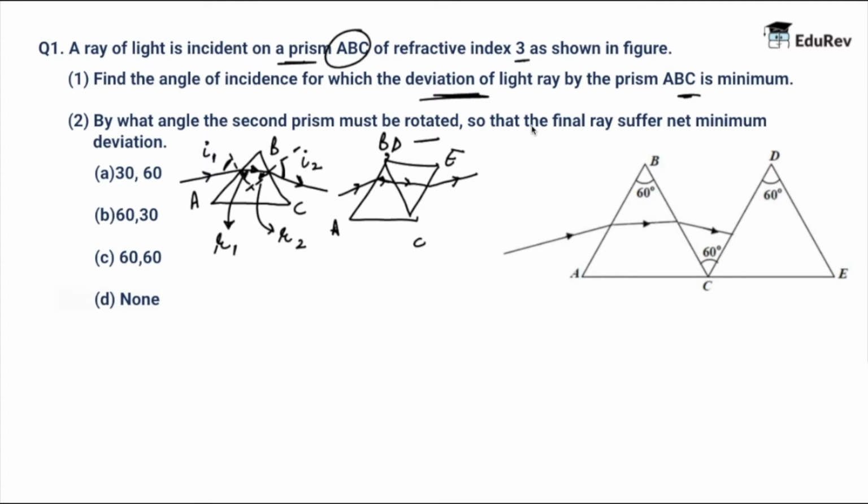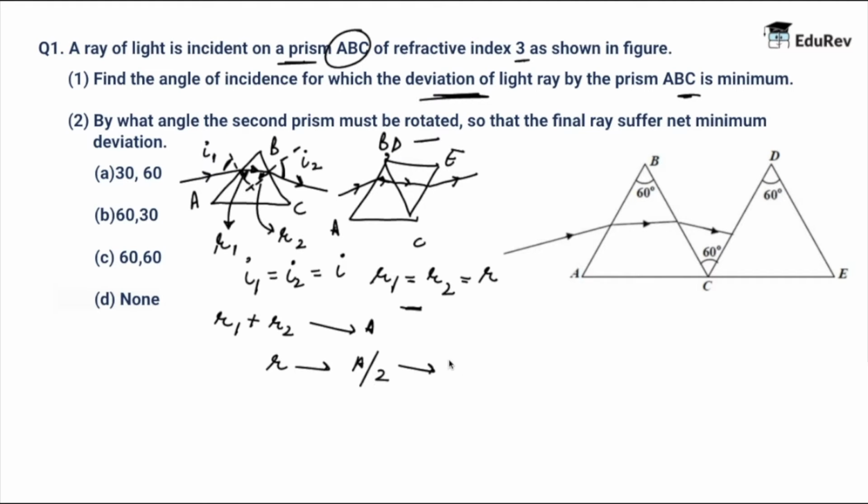Now we know that I1 equals I2 equals I. Also R1 equals R2 equals R. Now R1 plus R2 is going to be A. And because we know that R1 and R2 are equal, R is going to be nothing but A by 2. That is nothing but 30 degrees.